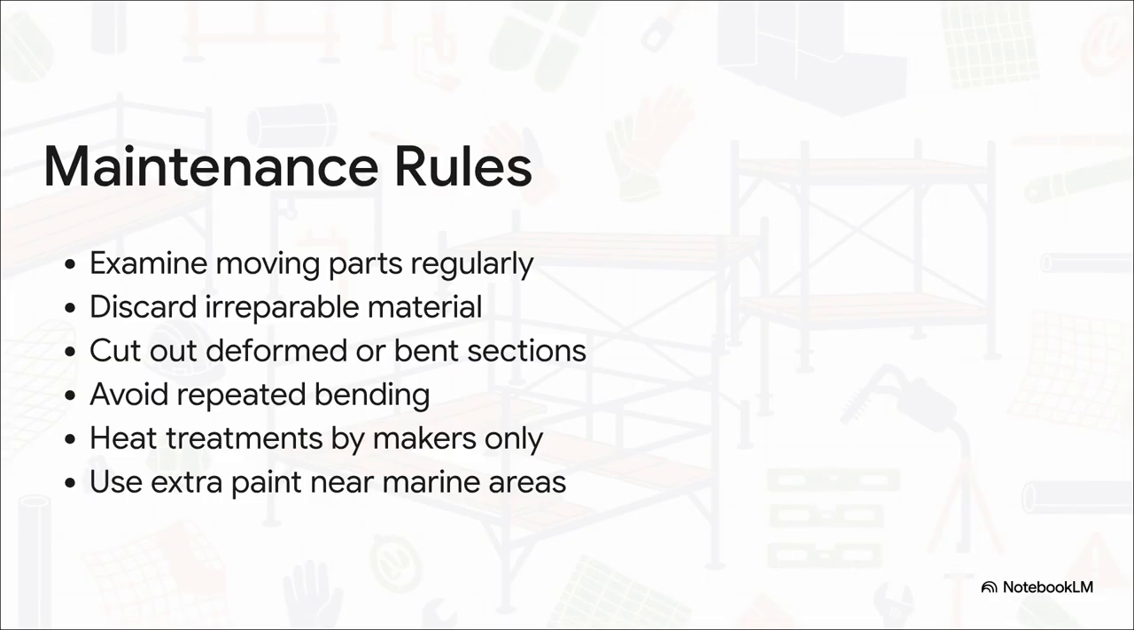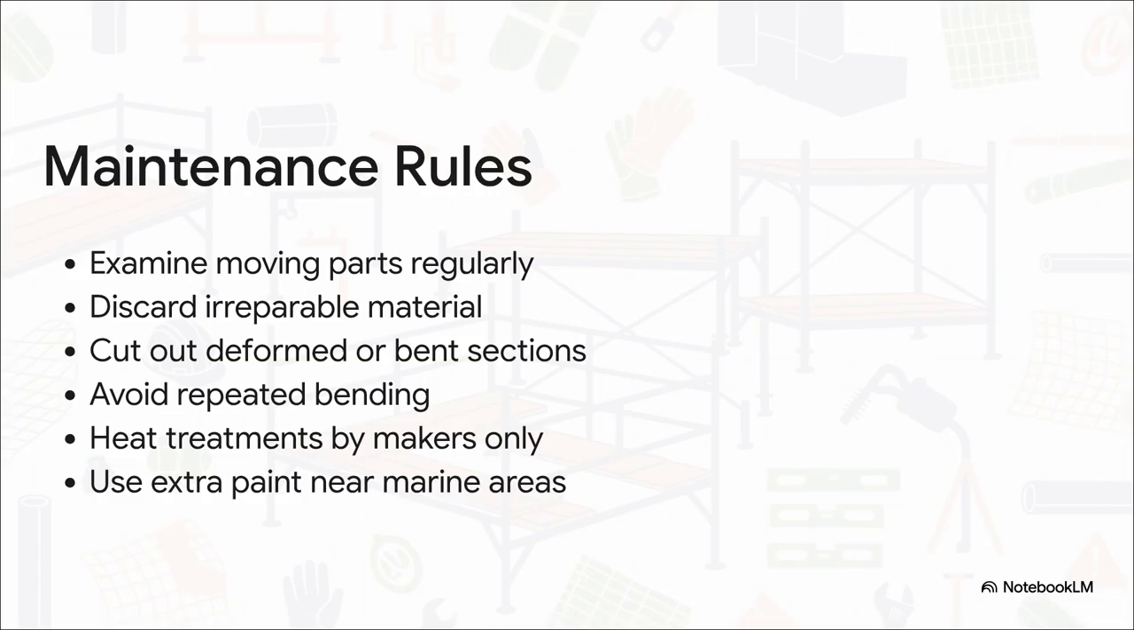You should always examine the moving parts of your fittings and storage and just discard any defective material that can't be perfectly repaired right away. Also, you have to cut out any deformed or bent tube sections. The standard specifically warns against repeated bending and straightening because it causes something called work hardening. Bending cold metal actually makes it incredibly brittle and prone to sudden, catastrophic snapping. If heat treatment is needed to fix a bend, that should only ever be applied by the original manufacturers.